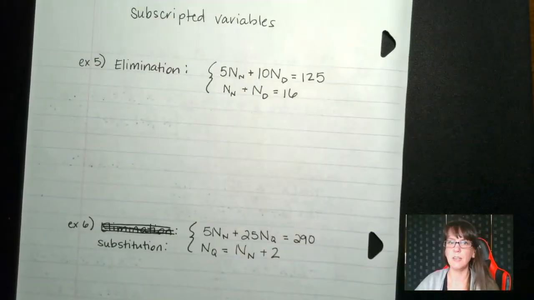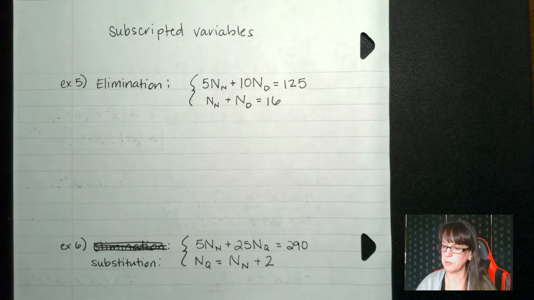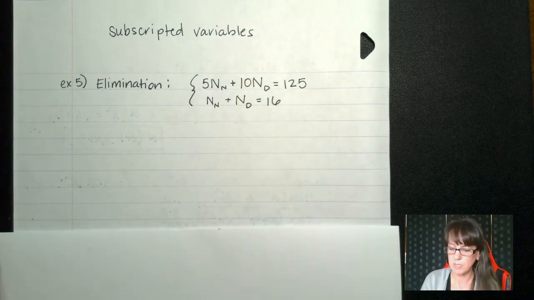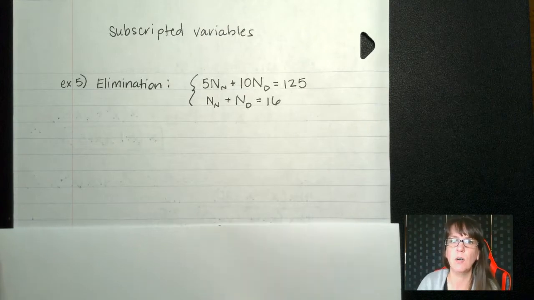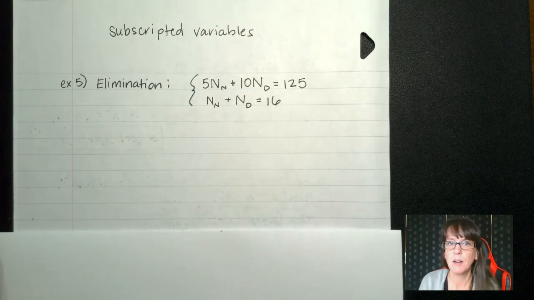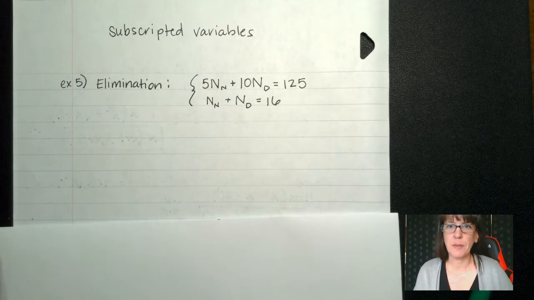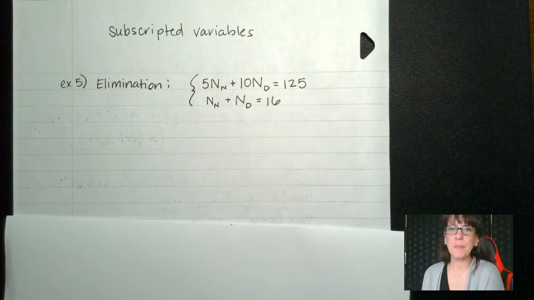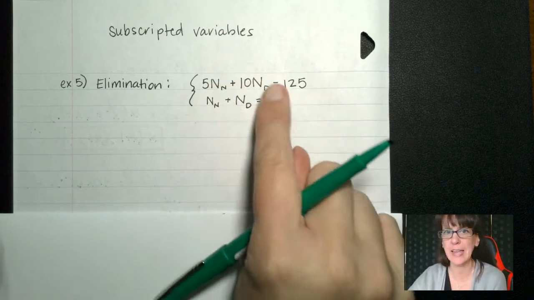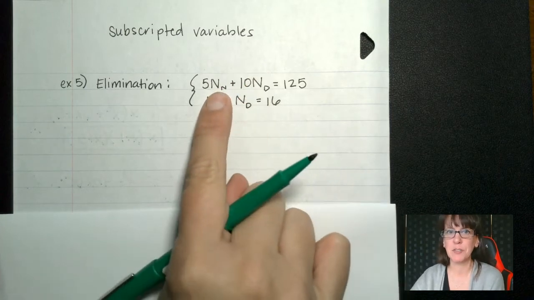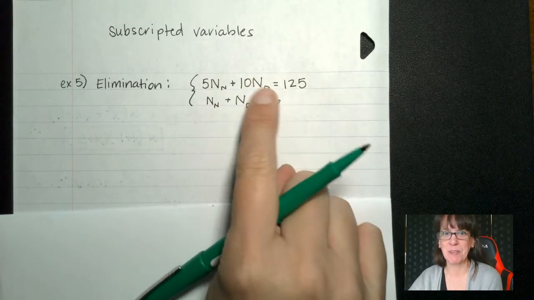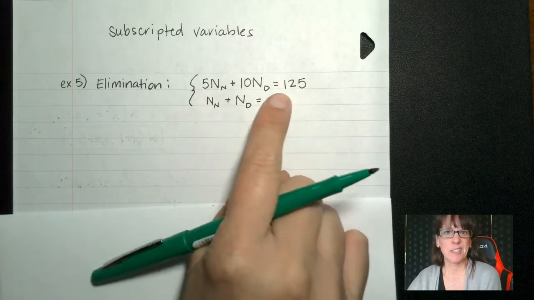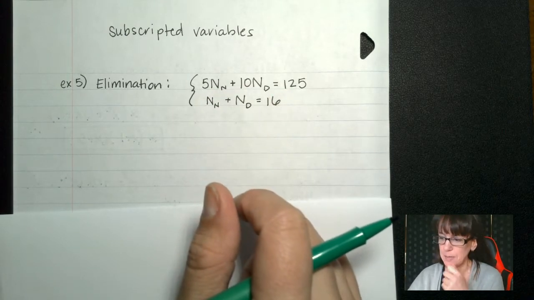Okay, so let's take a look at some subscripted variables here. Would we want to solve this by elimination? Now, eliminating variables. Sorry about the pause there. For elimination, we've got subscripted variables here. All that means is it's just a fancy way of saying, hey, there's a couple of n's in this problem. This n refers to nickels, this n refers to dimes. Typically it's nickels and dimes when you see these problems, so just keep that in mind.